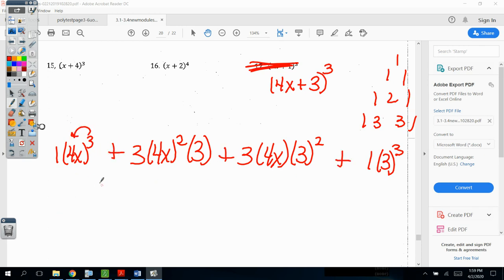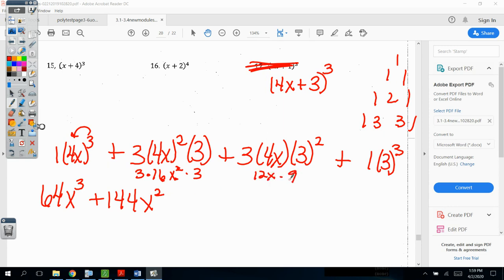4 to the 3rd. I think that's 64x to the 3rd. This will be 3 times 16x squared times 3. And I'm actually going to get my calculator out on that. 16 times 9. Okay, 144. What I got here? 12x times 9. 108x. And then 3 times 3 is 9 times 3 is 27.